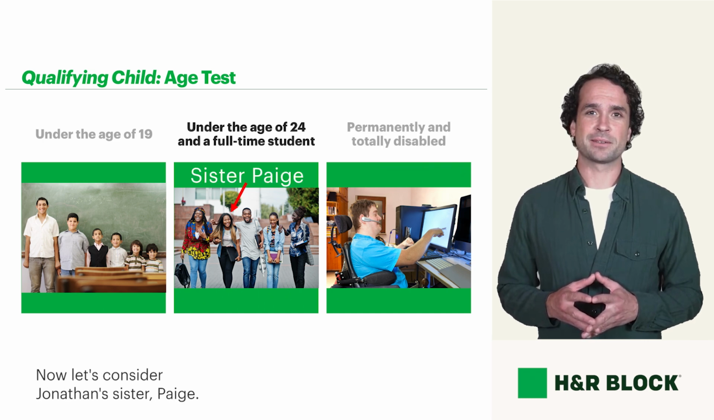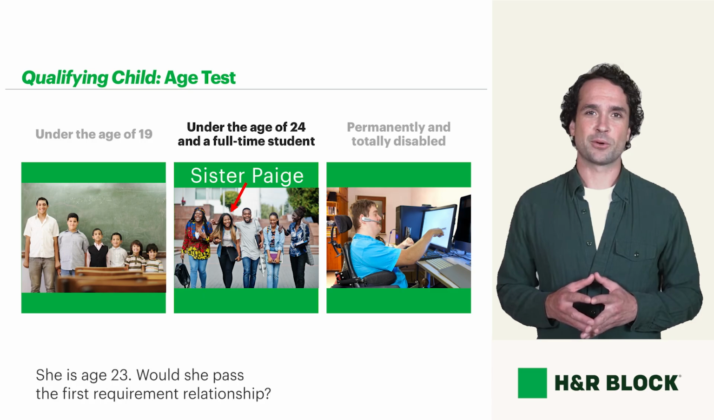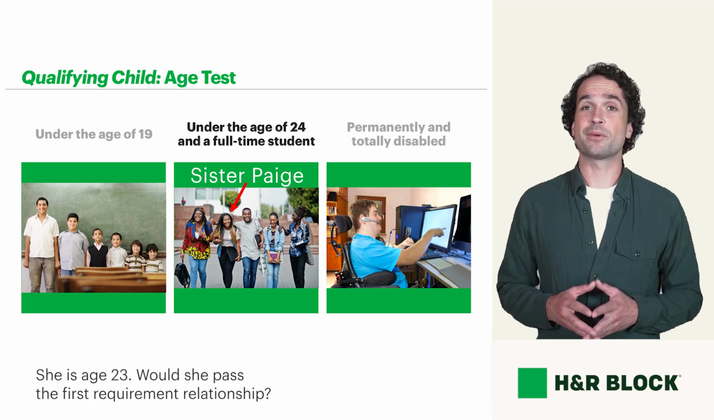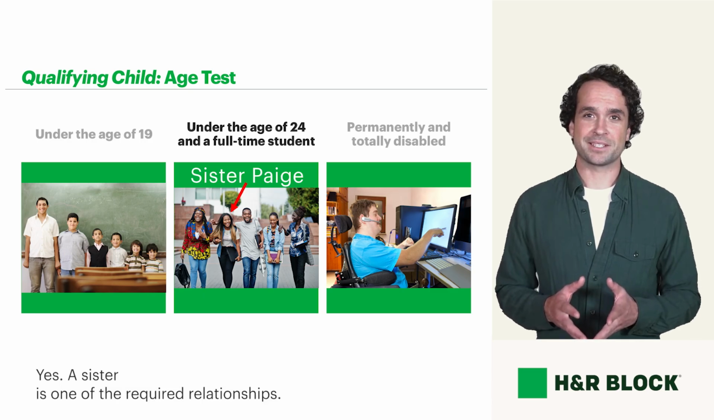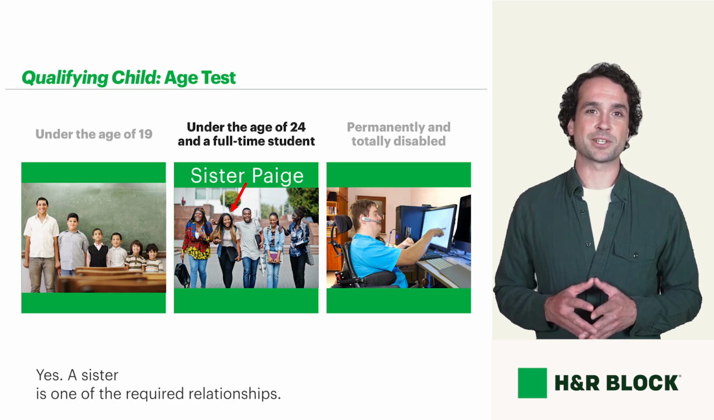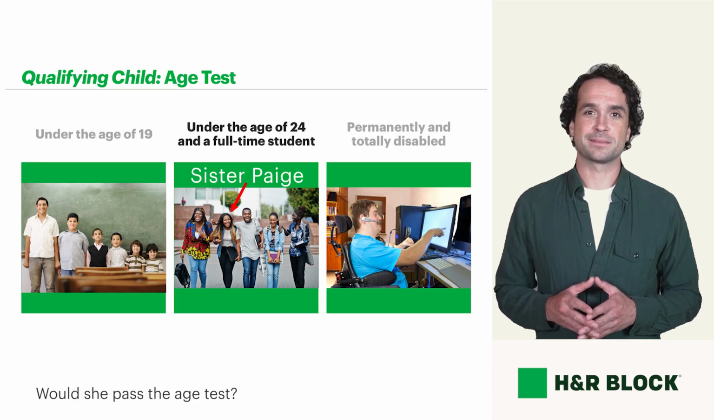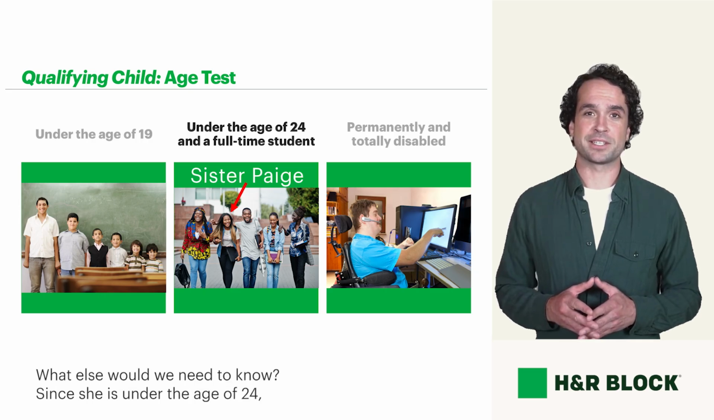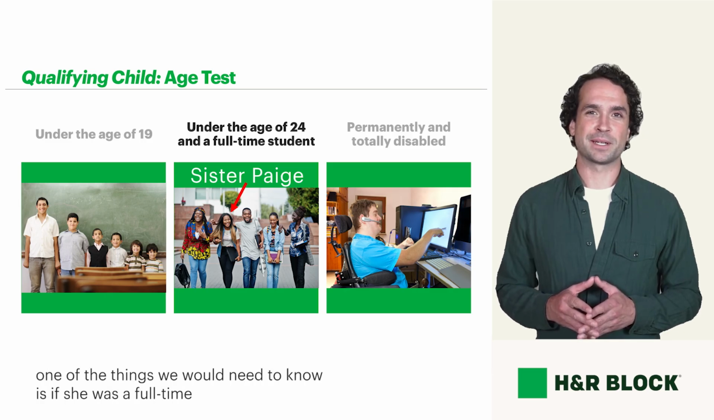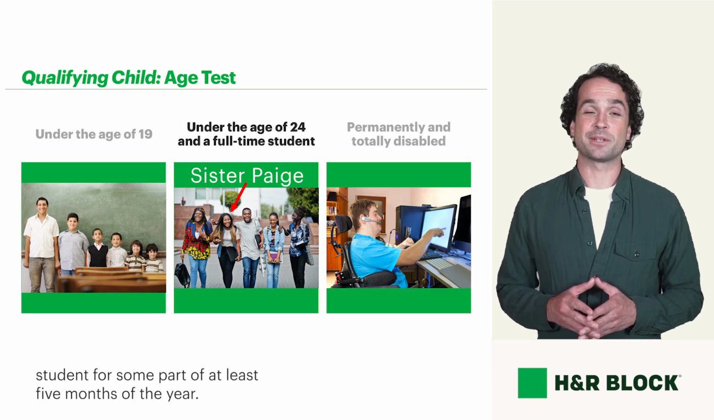Now let's consider Jonathan's sister Paige. She is age 23. Would she pass the first requirement relationship? Yes, a sister is one of the required relationships. Would she pass the age test? Maybe. What else would we need to know? Since she is under the age of 24, one of the things we would need to know is if she was a full-time student for some part of at least 5 months of the year.